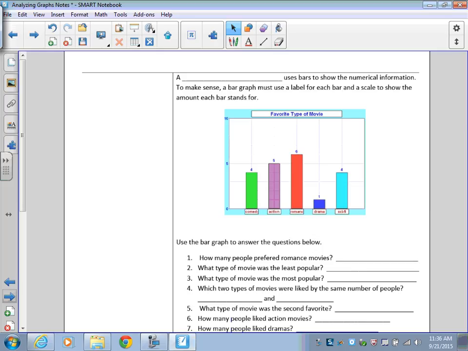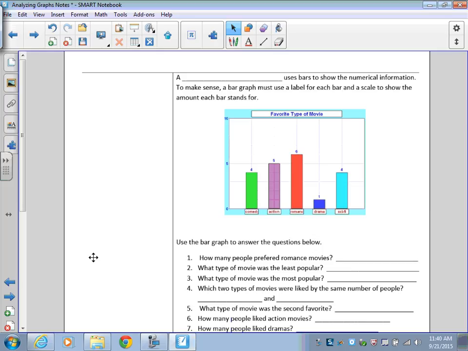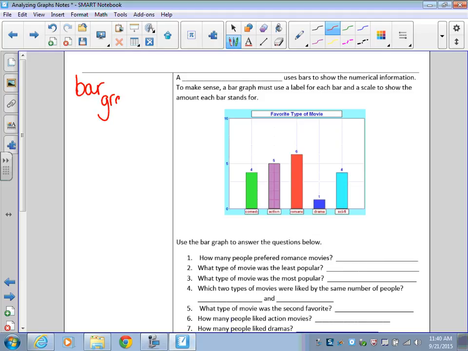Okay, we are now on page number 3, and this time we're going to talk about a bar graph. A bar graph uses bars to show the numerical information. Numerical means number. To make sense, a bar graph must use a label for each bar and a scale to show the amount each bar stands for.